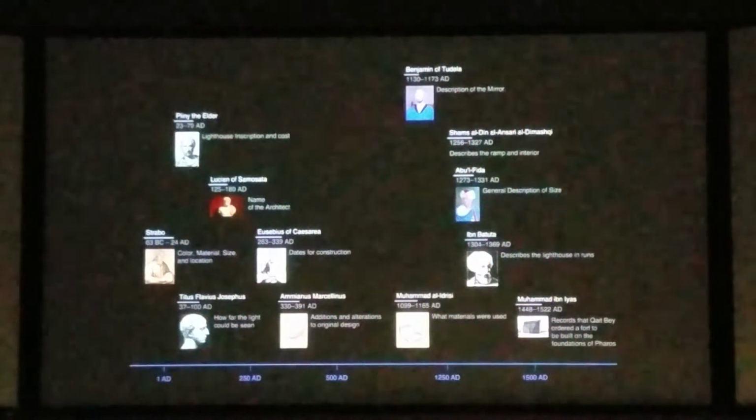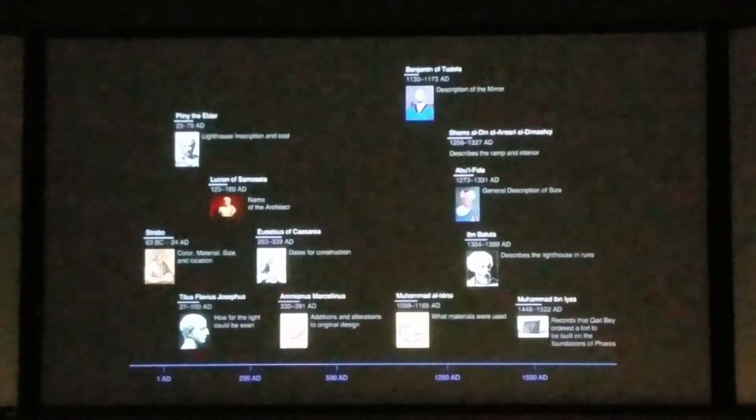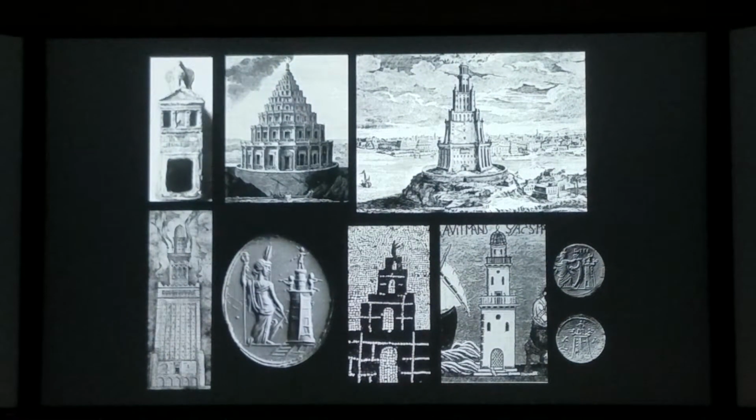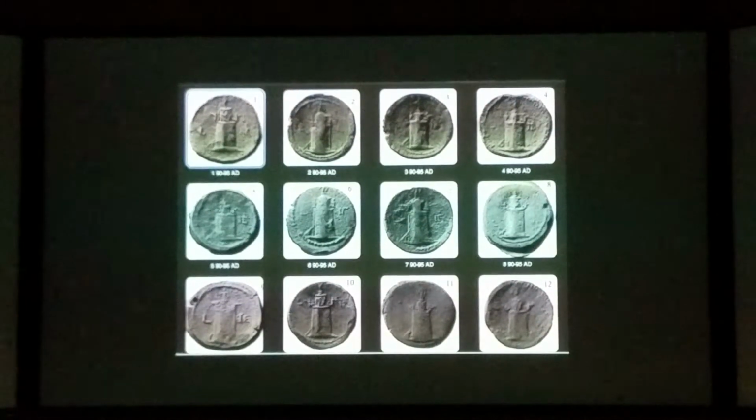Well, there's a timeline of people who told us what the lighthouse looked like in varying types of description throughout the era. There's a lot of visual information about the lighthouse, some of it contradictory, which is some of the problems in reconstructing it. We've got all sorts of things to show us pictograms. We have lots of coins that describe the lighthouse, also in varying stages and points.